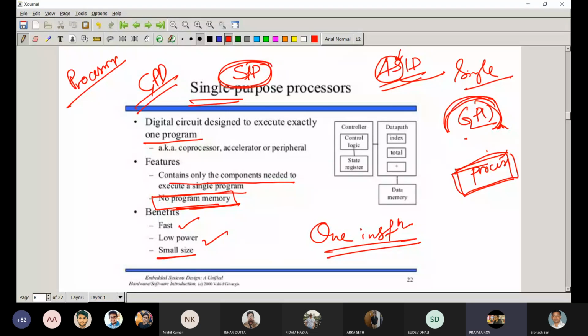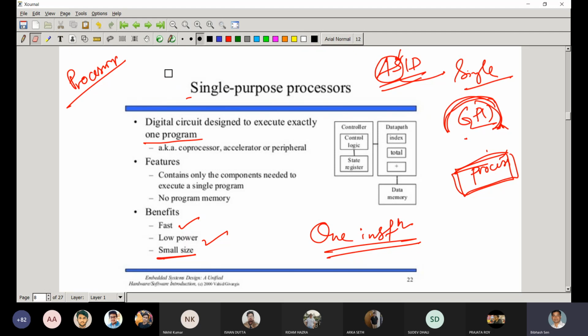Sir, is ASIP a type of single purpose processor? Here our main target is a single purpose processor. Then I will make only one purpose. So we are designing a processor, not a GPP. GPP is multi-purpose. We are not making a GPP. We are making a simpler processor which will perform only one task.